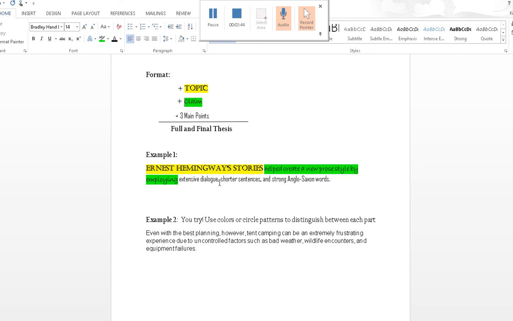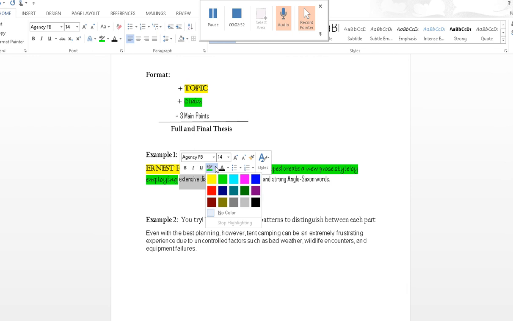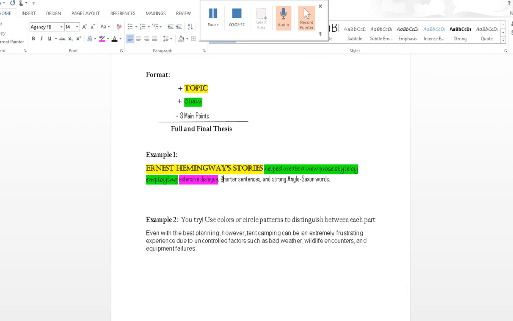And then the 3 main points are how you are discussing the claim, how you're presenting the information specifically. And this person is discussing extensive dialogue, shorter sentences, and strong Anglo-Saxon words.